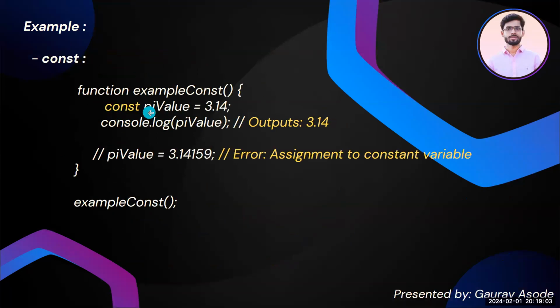Similarly with const. We have declared the pi value with const, which is equal to 3.14, and if we console log the pi value, it will give the correct value. But if we try to reassign the pi value, for example, pi equal to 3.14159, it will give the error, assignment to constant variable, because we cannot reassign the value if we declare it using const.